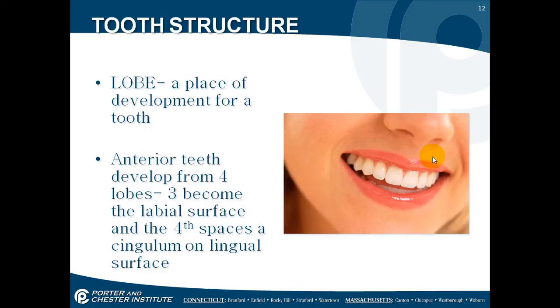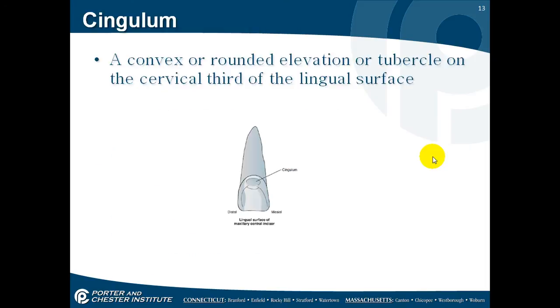Tooth structure. Now a tooth is forming. How does this form? The place for development for a tooth is called a lobe, and it has 4 parts. 3 parts make up the front part of the tooth. This is for an anterior, and only 1 part makes up the back, and because there's only one, that back is kind of caved in a little bit, and that's your cingulum. So here's your cingulum. The back part of your anterior tooth, you can feel that there's like an indentation here, and then you have this cingulum that kind of comes out here.